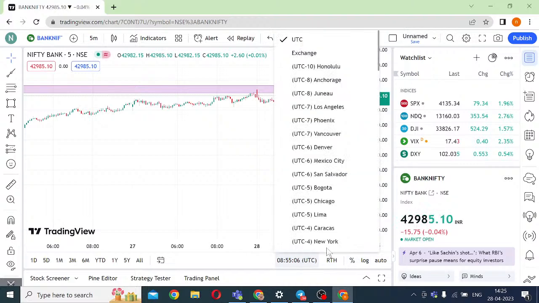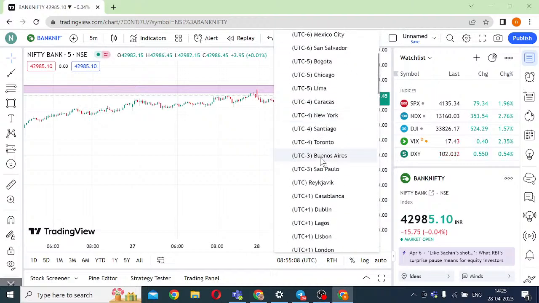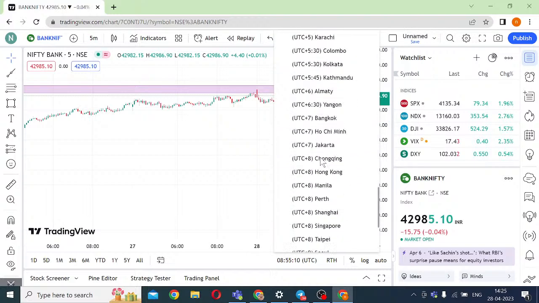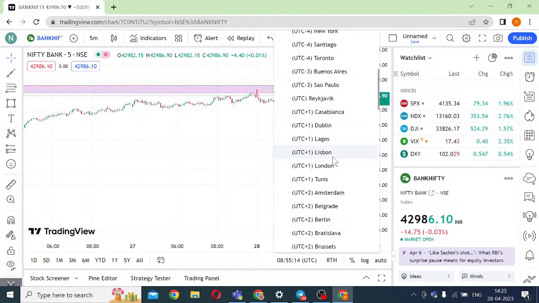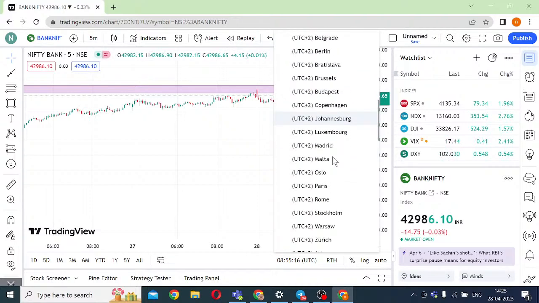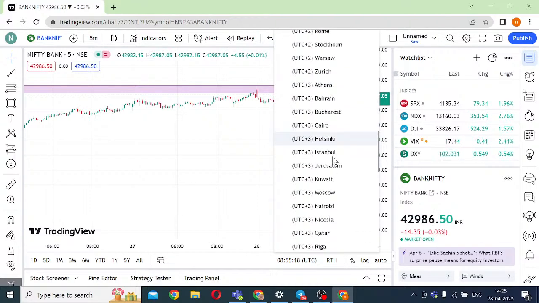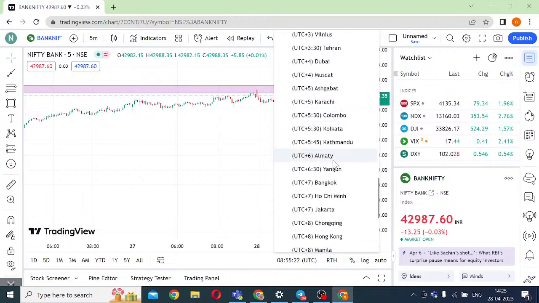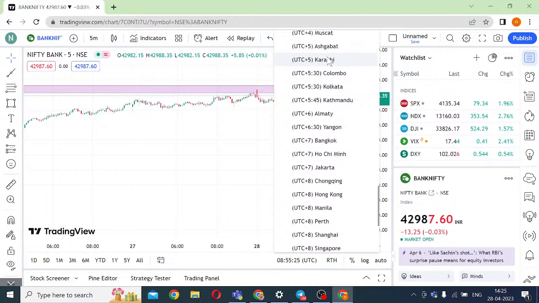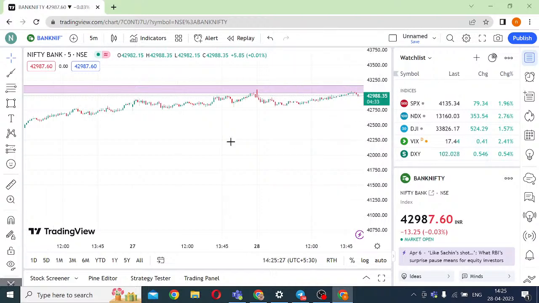I change this timing to, sorry, this is a new TradingView account, so that is where there is an issue. Istanbul I could see somewhere. Sorry guys.